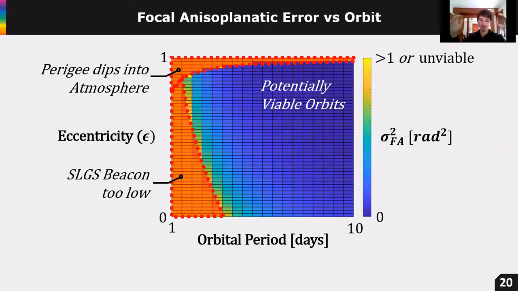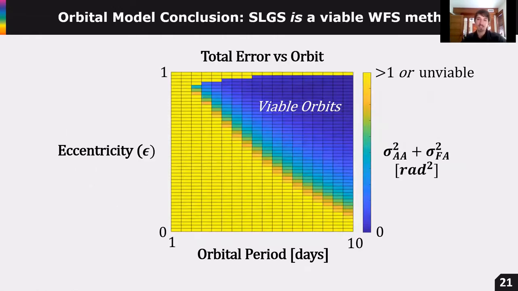So to determine if there are any viable orbits for the satellite laser guide star, we need to consider the errors of both of these. And that's what I did in this plot. I took the errors associated with both angular and focal anisoplanatism and I summed them together. And what you can see is those regions in this plot that are blue are considered to be viable orbits for the satellite laser guide star and could be used for the Starshot system for the first 30 seconds.